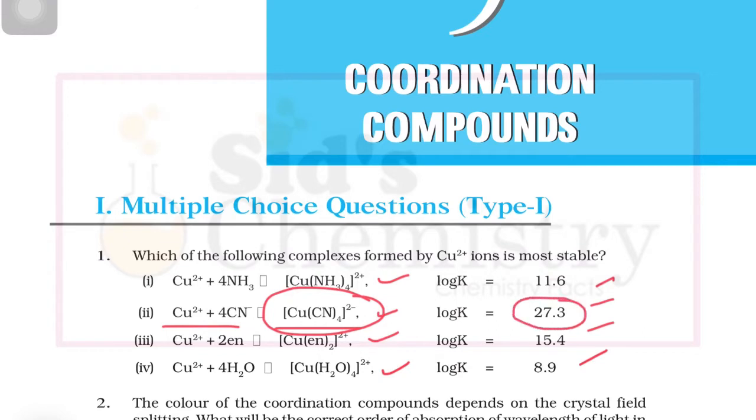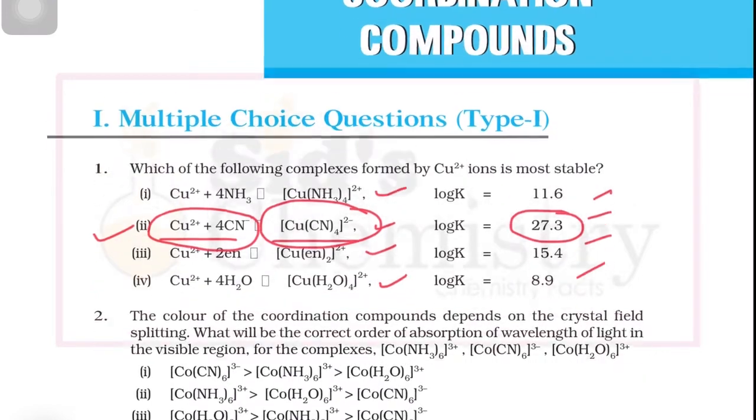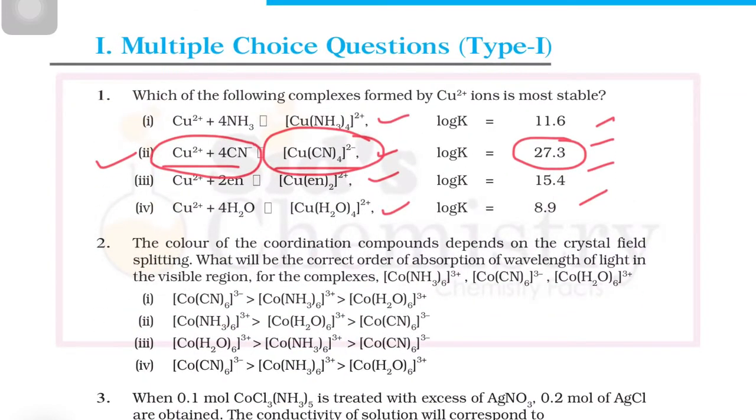You can see that the circled one has the highest log K value. It means that the proportion of Cu(CN)4 2 minus will be higher as compared to the reactant molecules, that is copper 2 plus ion and CN minus ion, and therefore the most stable is option number 2. Now coming to the second question, the color of the coordination compound depends on the crystal field splitting.